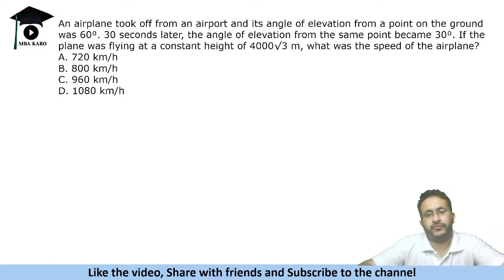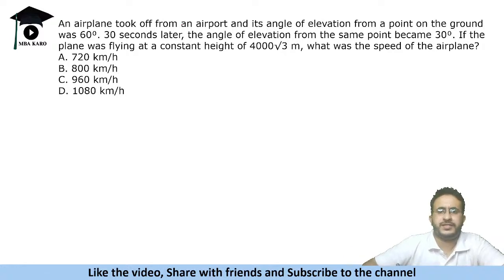An airplane took off from an airport and its angle of elevation from a point on the ground was 60 degree. 30 seconds later, the angle of elevation from the same point became 30 degree. If the plane was flying at a constant height of 4000 √3 meter, what was the speed of the airplane? This is a question based on heights and distances. Heights and distances, do cover it.